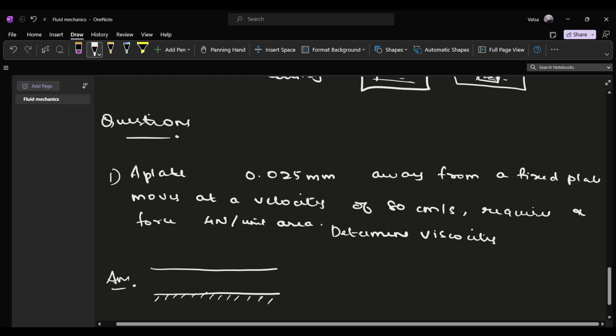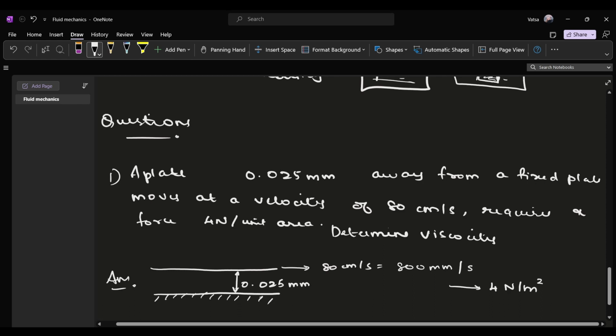So it is 0.025 millimeter. It moves at a velocity of 80 centimeter per second, which is equal to 800 millimeter per second, right? It requires a force of 4 Newton per unit area. So we are taking this as 4 Newton per meter square. Since unit area is given, it's meter square always.